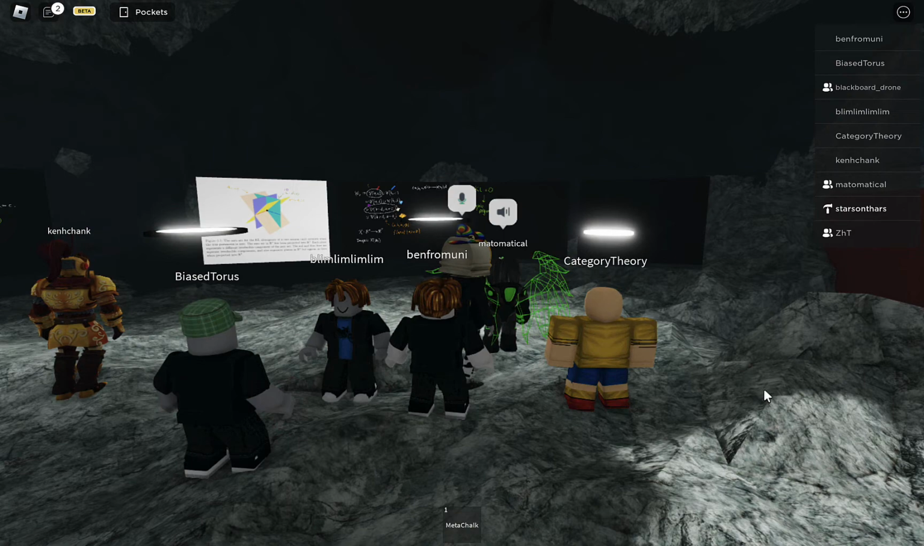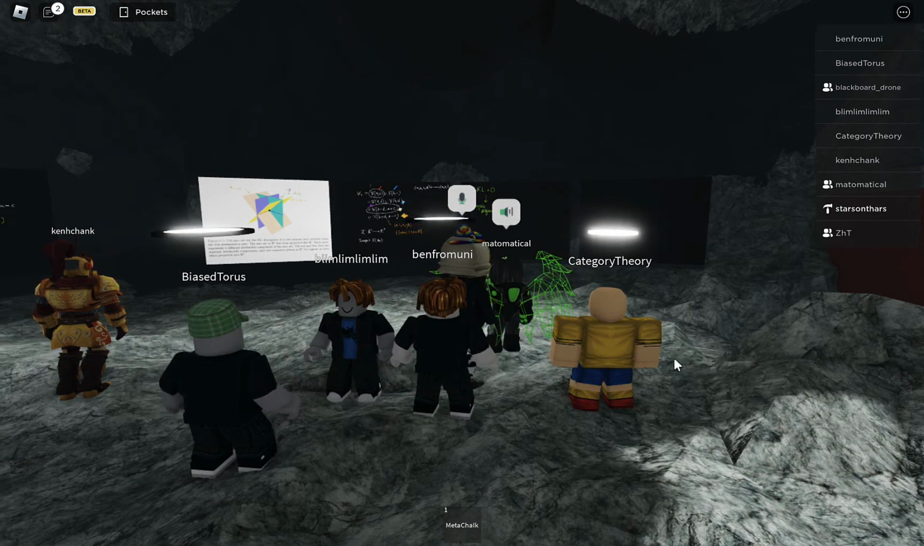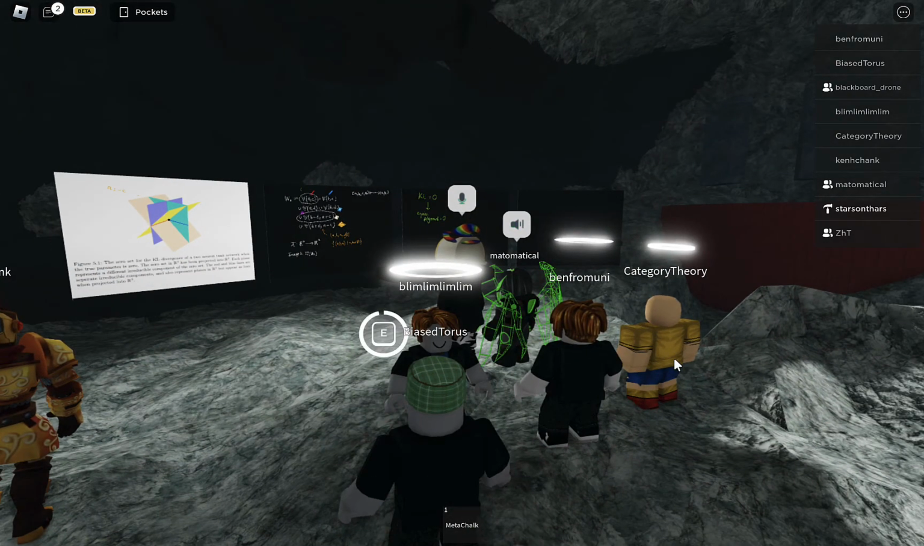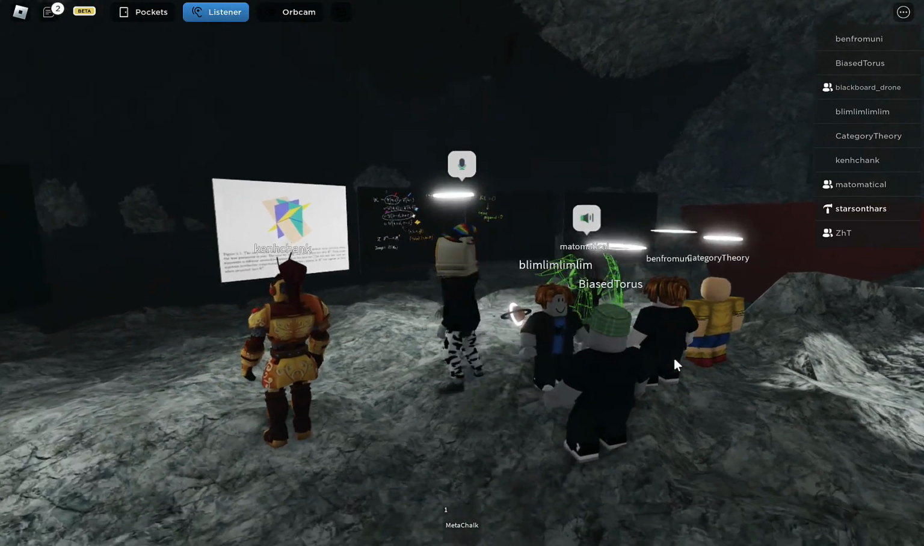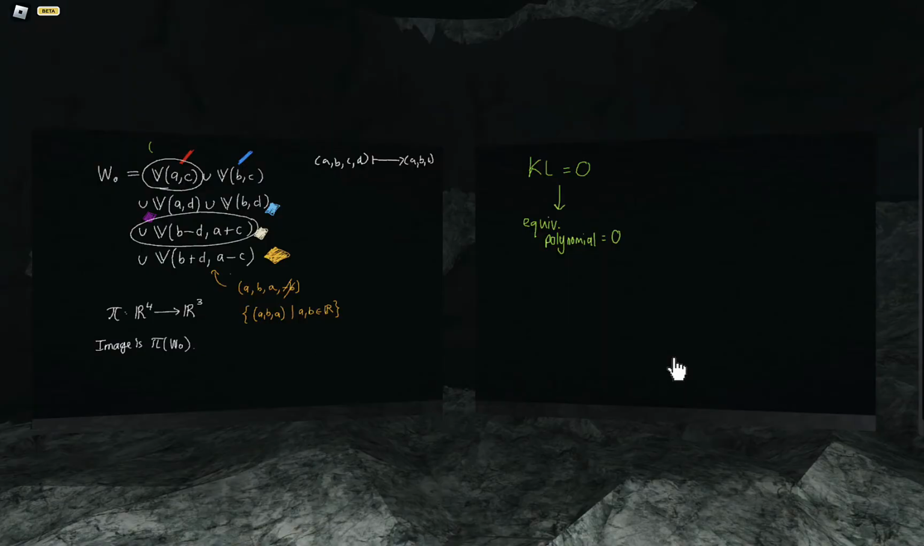There you go. So KL divergence equals 0, and then we calculate the equivalent polynomial, and we say that is equal to 0, and then we look at the equivalent polynomial and reason about the cases to calculate the irreducible decomposition of, if I call the equivalent polynomial P, the variety of P, the 0 set. That's what we just did.